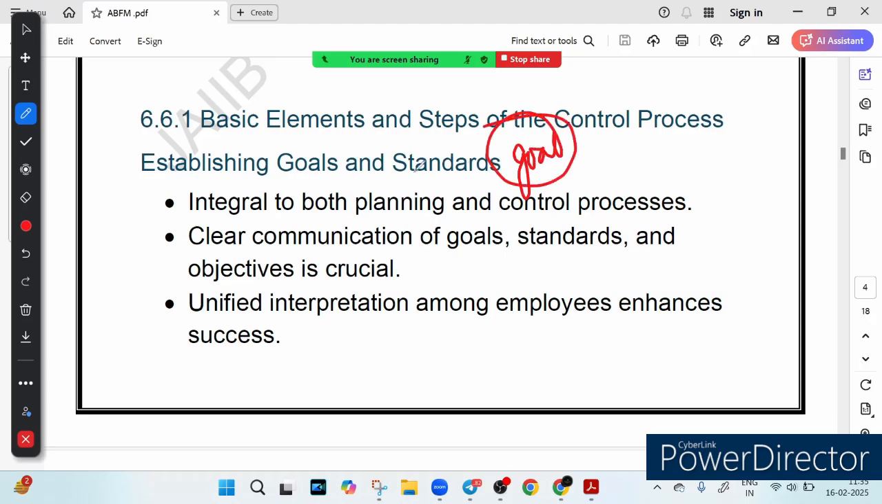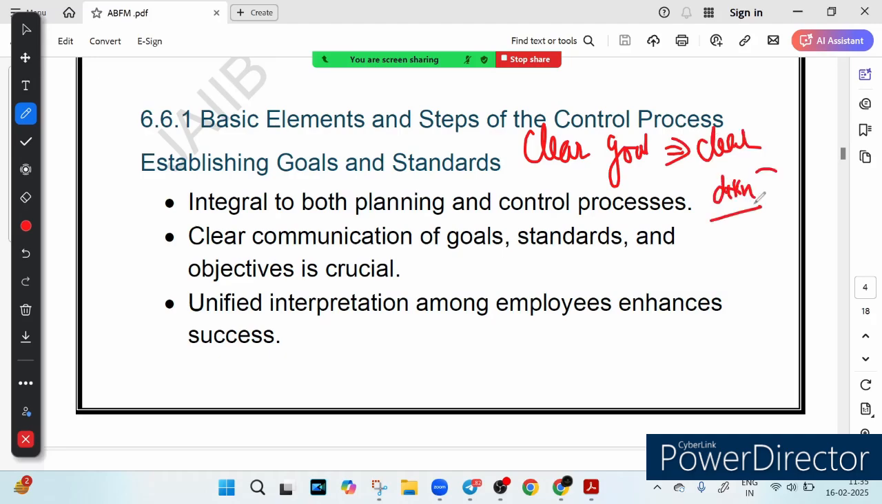For example, a sales team may have a goal to sell 1000 units in a month. A company may set a standard for excellent customer service, but how do you measure that? What we learn from this discussion is that if you have a clear goal, it means clear direction. Without them, a business is like a ship without a captain. This is called clear communication of goals, standards and objectives.